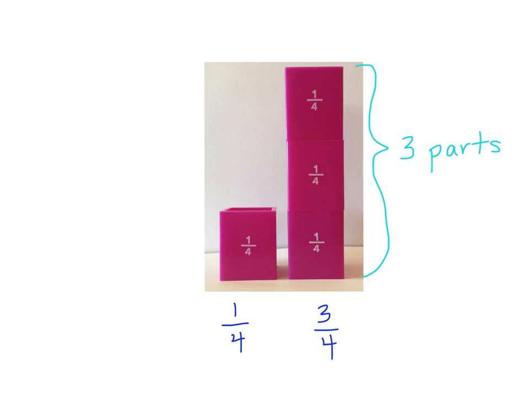When I'm looking at that, all I have to do to decide which one is greater is to look at the numerator. So here I have a numerator of 1, that means one piece. Here in 3/4 I have 3 pieces, 3 parts. 1 is less than 3, so 1/4 is less than 3/4. Pac-Man wants to eat 3/4.